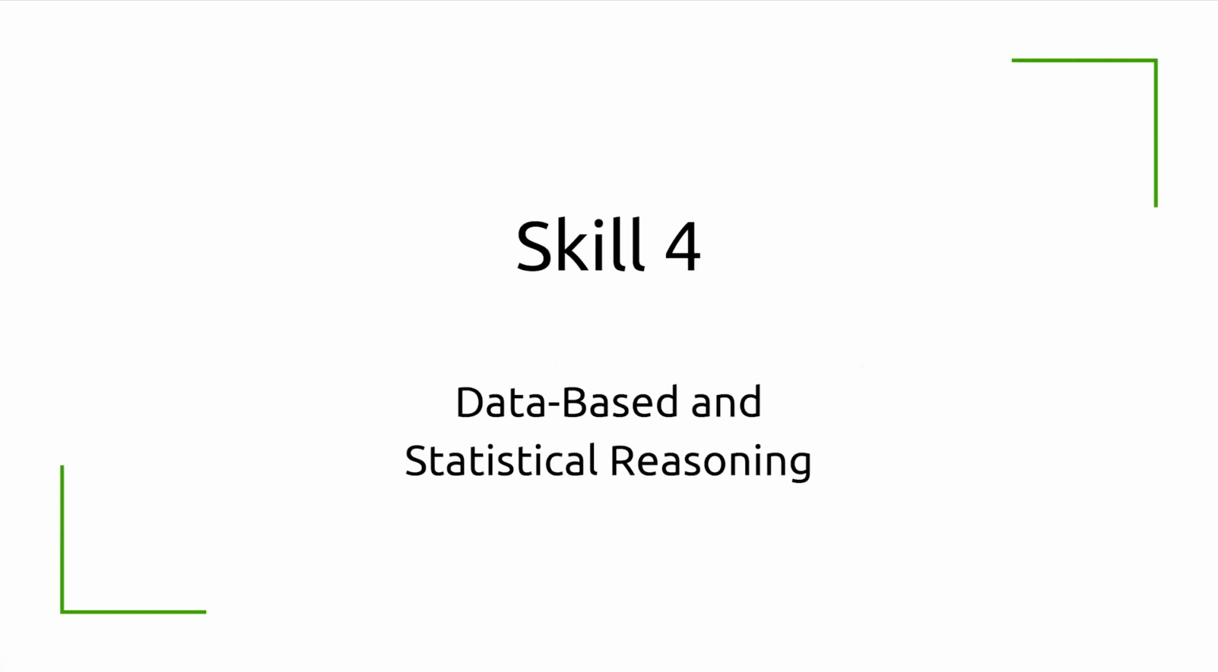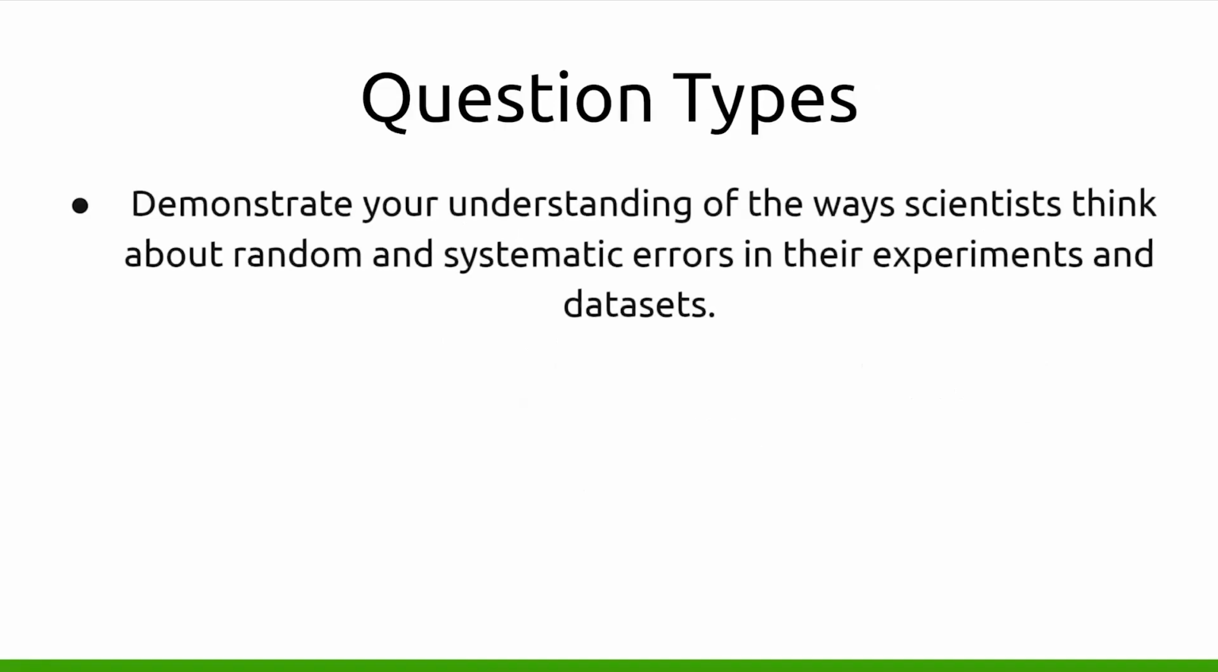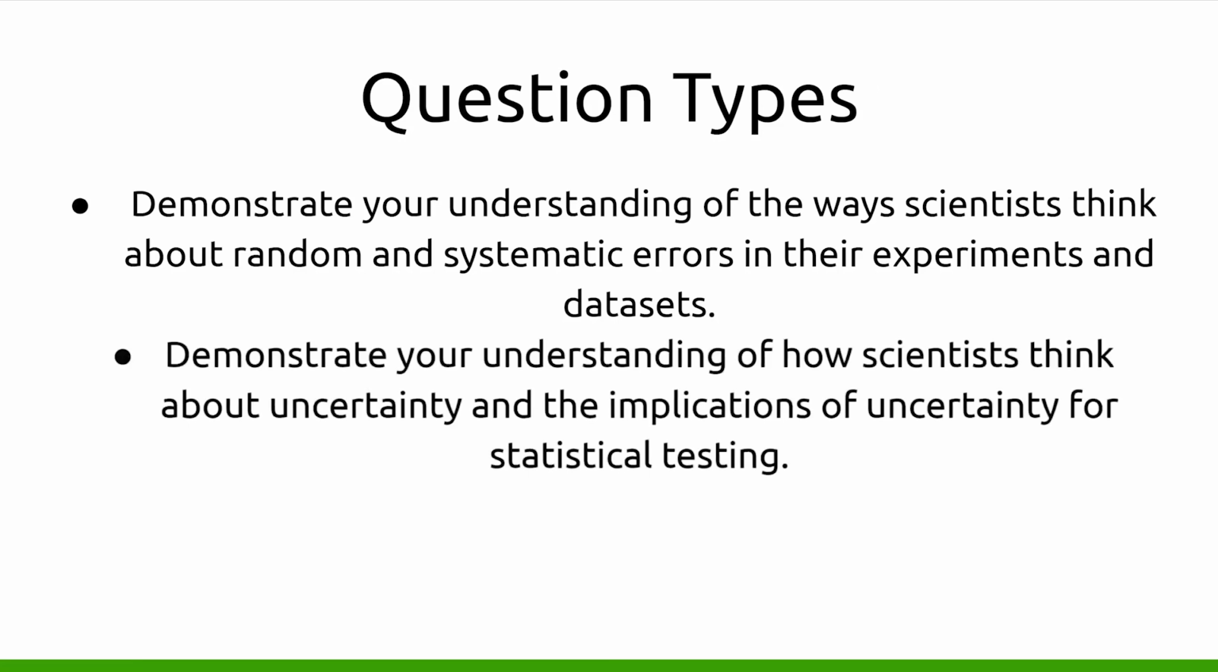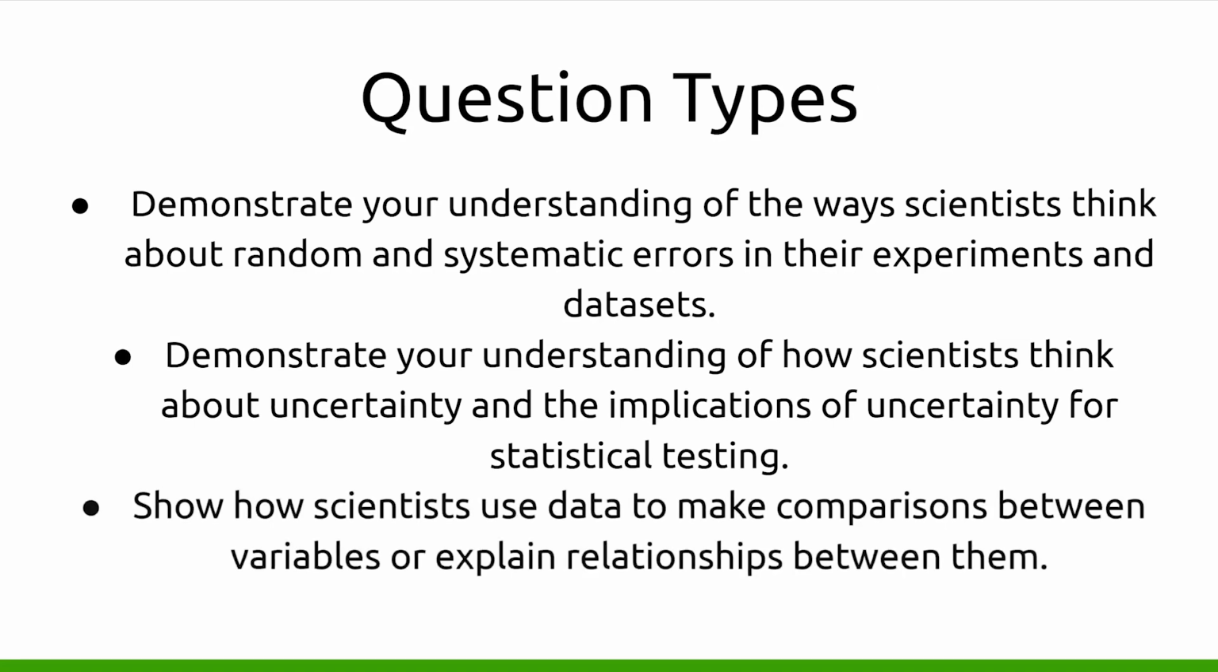The last, skill number 4, is data and statistical reasoning. So this is going to be all about demonstrating an understanding of the way scientists think about random and systematic errors in experiments and data sets, and understanding of how scientists think about uncertainty, and the implications of uncertainty for statistical testing. So this is random and systematic errors, as well as uncertainty in your assessment of those types of data, and showing how they're using data to make comparisons between two variables or explain a relationship between two variables.